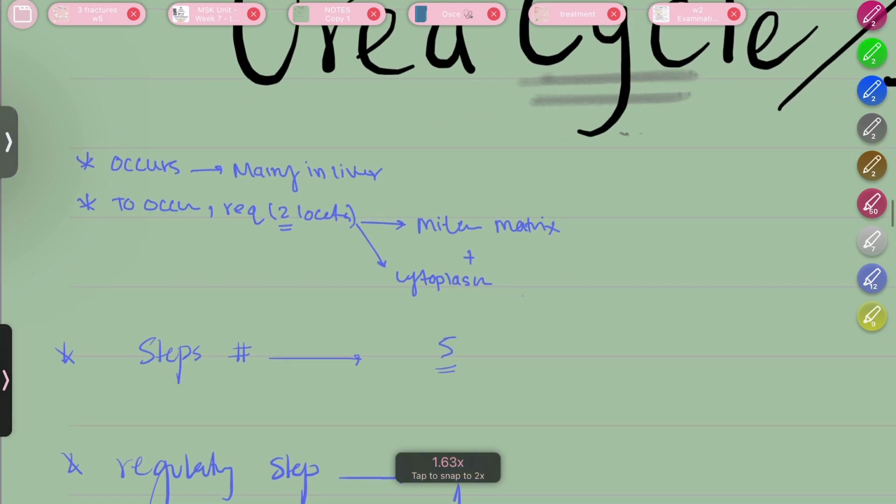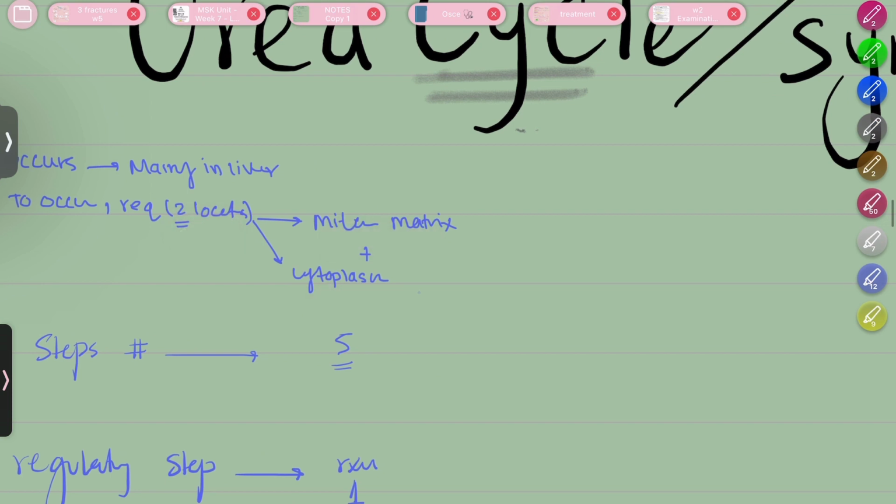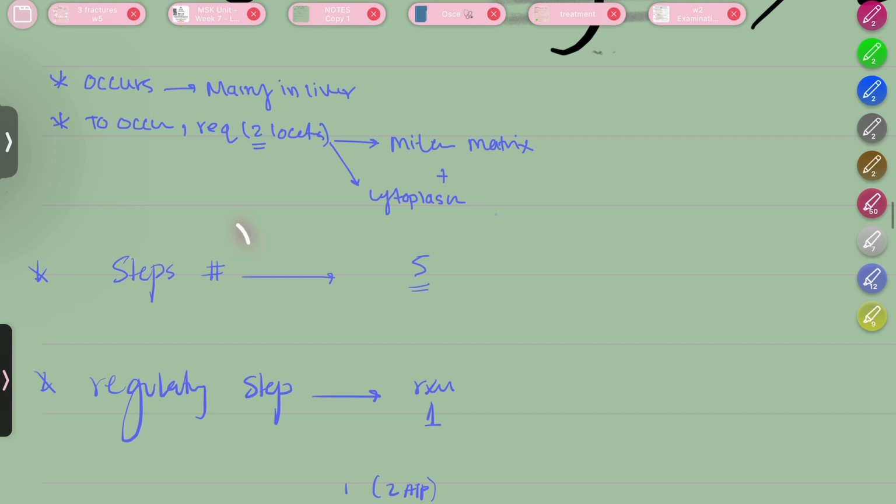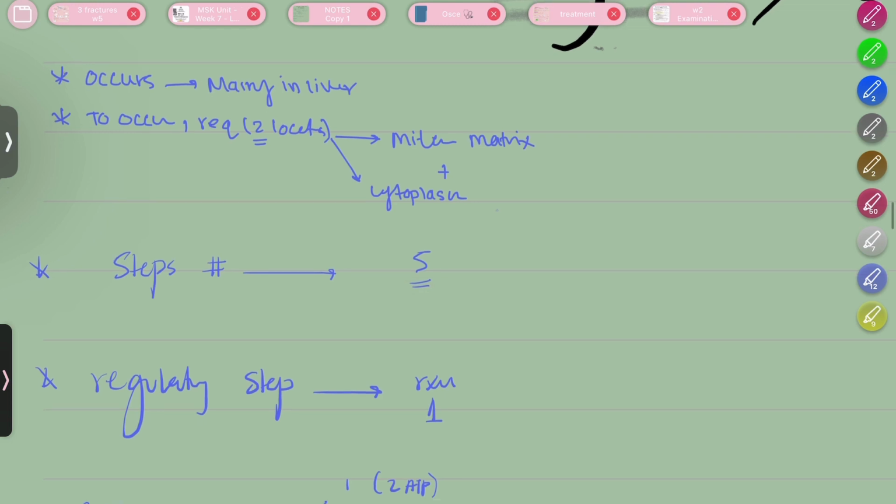So number one, we need to know the location. Where does it occur? Basically, it occurs in the liver. That's our main location. However, it occurs in two distinct areas in the liver, which are the mitochondrial matrix plus the cytoplasm. Now, you need to know that the first two reactions occur in the matrix, and then the remaining three reactions occur in the cytoplasm. This makes our overall number of steps in this cycle 5. So we have 5 major steps in the urea cycle, 2 in the matrix and 3 in the cytoplasm.